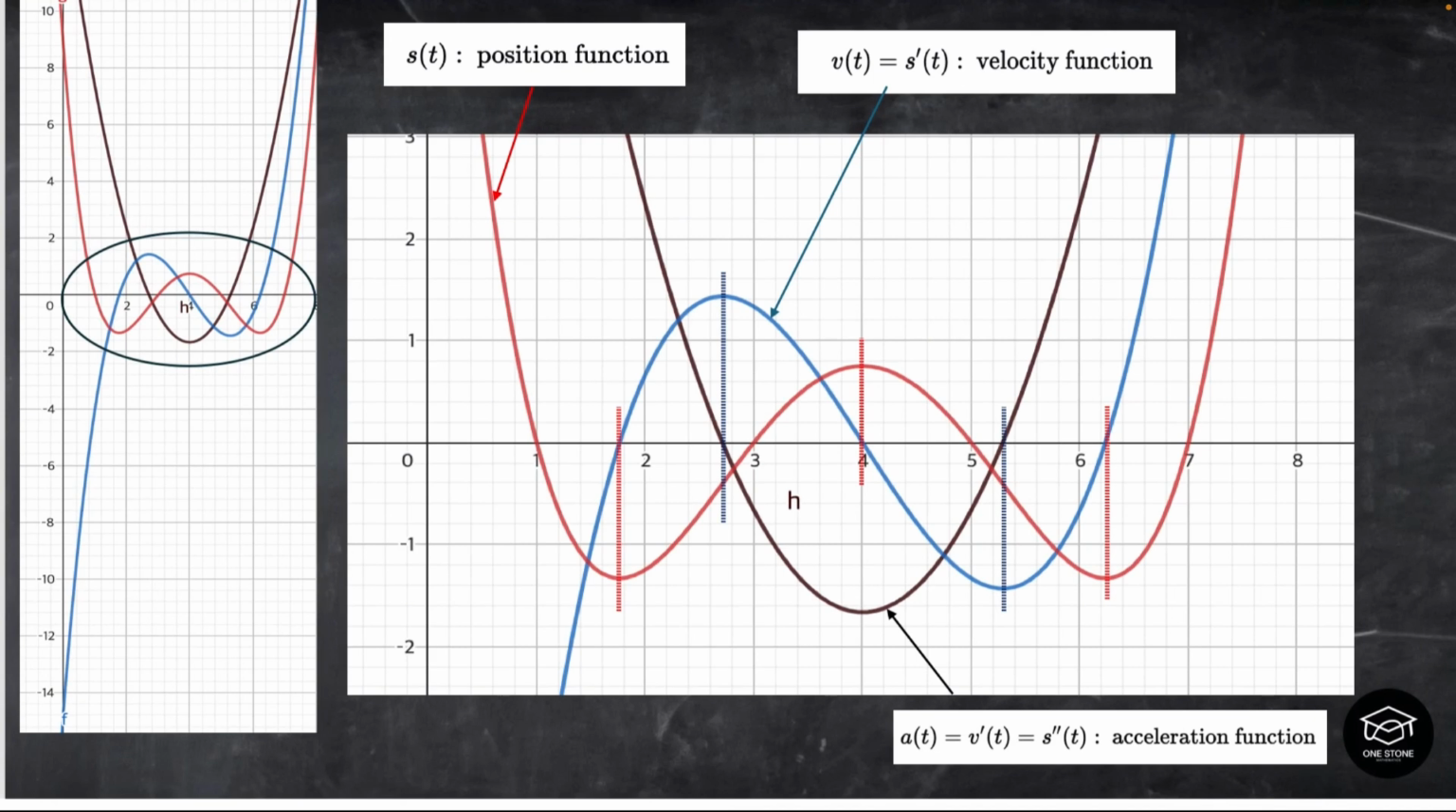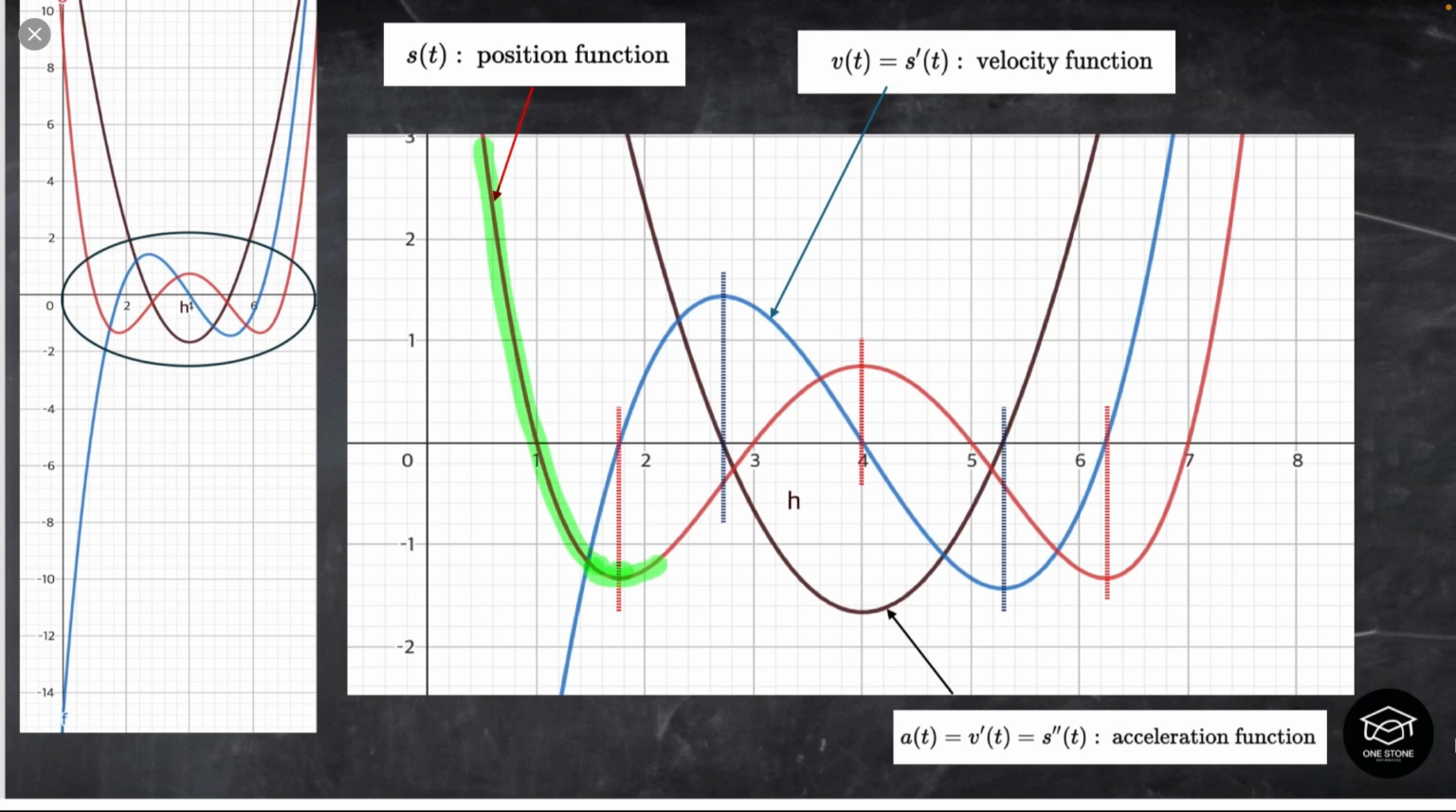Today, we are going to review how position, velocity, and acceleration functions are related, and how they appear in calculus problems. These are the key ideas you need to understand in order to solve problems about motion in the calculus unit. This graph shows the position of an object moving along a straight line.